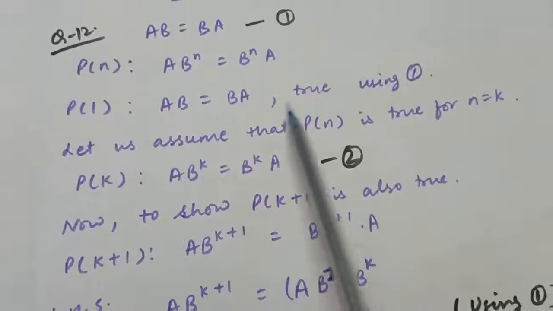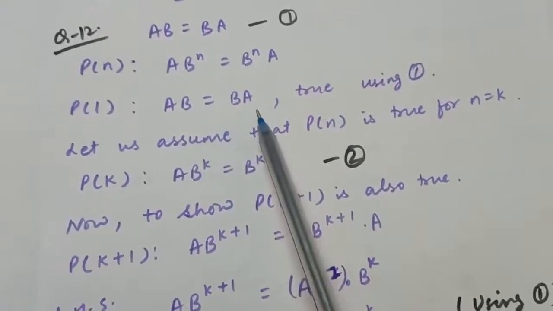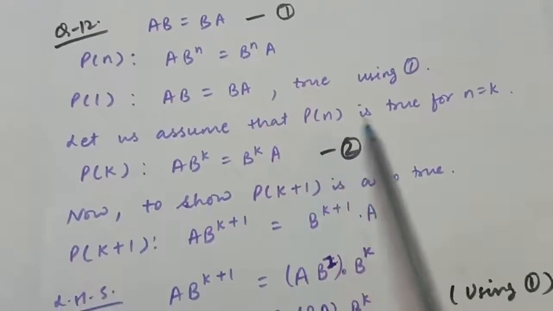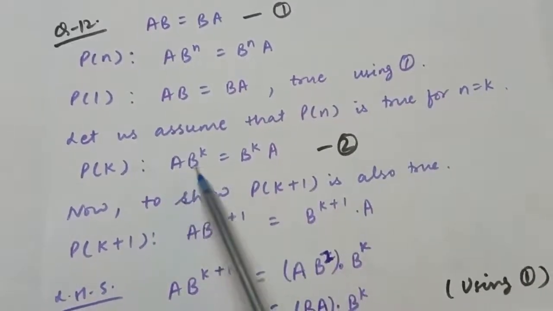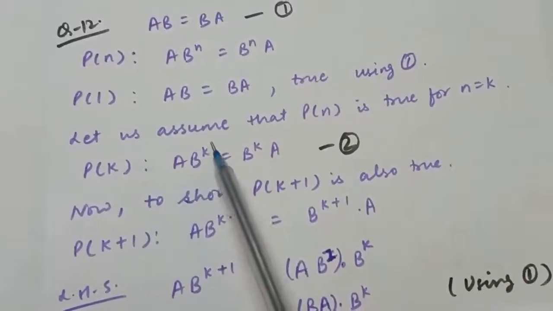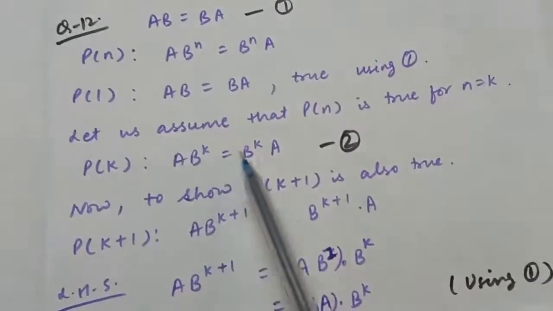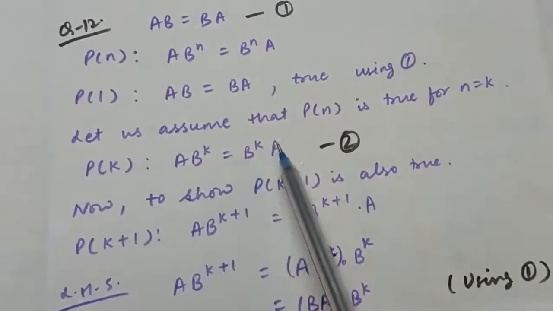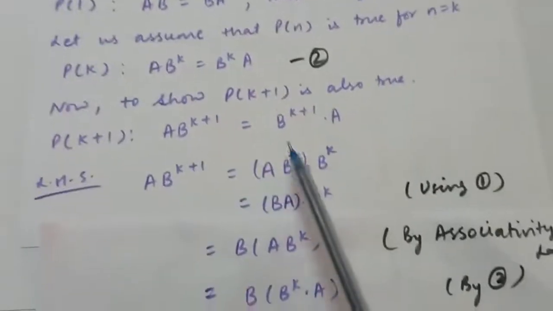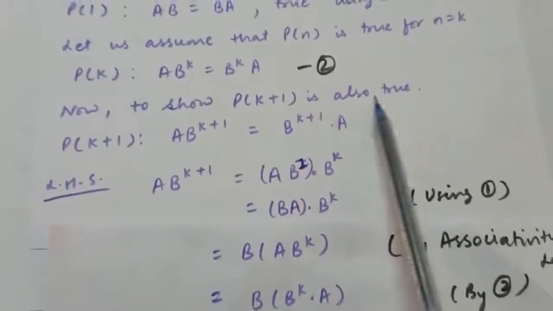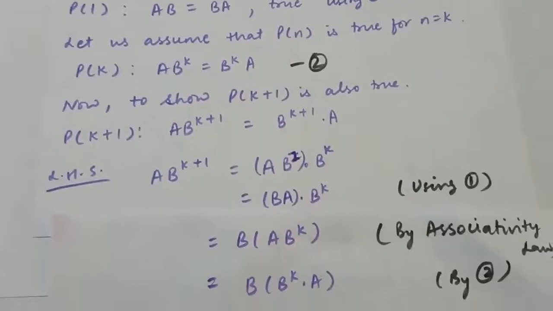So using 1, we can say P1 is true. Now assuming that Pn is true for n equal to k, so Pk will be A into B raised to the power k is equal to B raised to the power k into A, and let this be as 2. Now to show that Pk plus 1 is also true, what will be Pk plus 1?